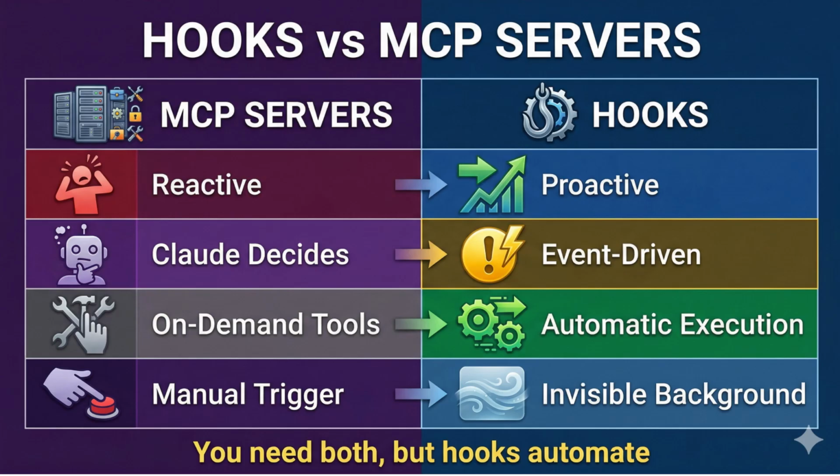You might ask, why hooks instead of MCP servers? MCP servers are tools Claude can call when it needs them. Hooks are different. They're proactive, not reactive. Claude doesn't have to think about calling a hook. Hooks just run automatically when events happen. MCP servers are tools you use. Hooks, automation that happens behind the scenes. You need both, but for autonomous behavior, hooks are game-changing.